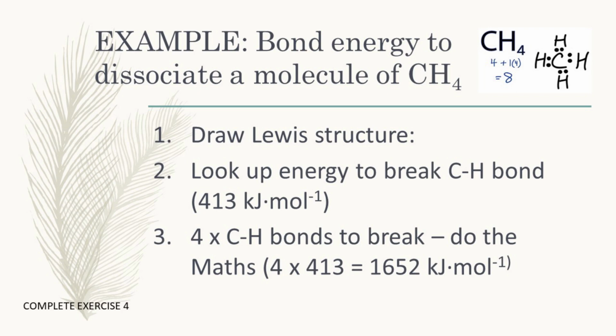If you look in the table in your textbook, the bond energy to break up a C-H bond is 413 kilojoules per mole. Now, in a molecule of methane, there are 4 C-H bonds to break. So 4 times 413 gives you 1,652 kilojoules per mole. In other words, the amount of energy I would need to break up 1 mole of methane molecules is 1,652 kilojoules. So remember, you're always going to be given this information.